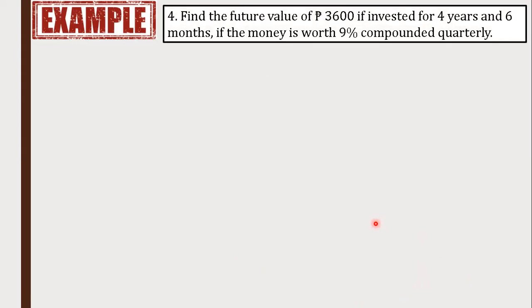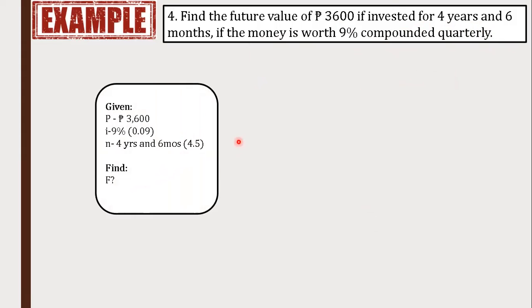Next, let's have example 4. Find the future value of 3,600 pesos if invested for 4 years and 6 months if the money is worth 9% compounded quarterly. Okay, this is another one. Compounded quarterly, so it will matter. So when you say quarterly, that's every 3 months.